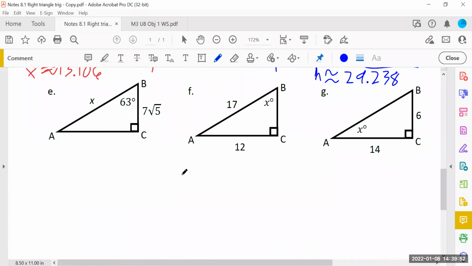So E is actually still solving for a side. The one trick here is that you have 7 root 5, which complicates things just a little bit, but the way you set this up, I'm still dealing with the adjacent side and the hypotenuse.